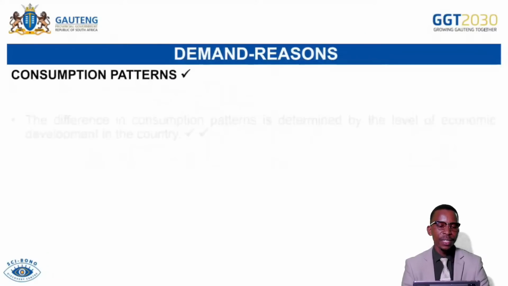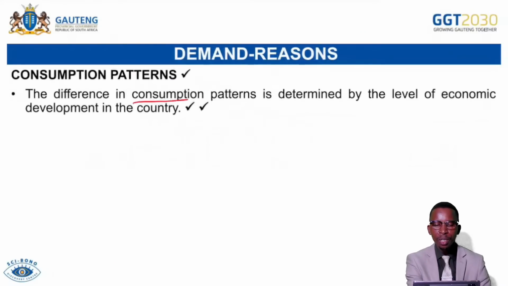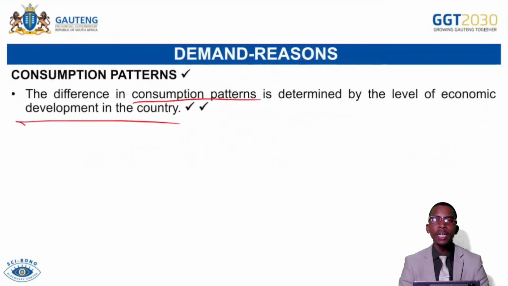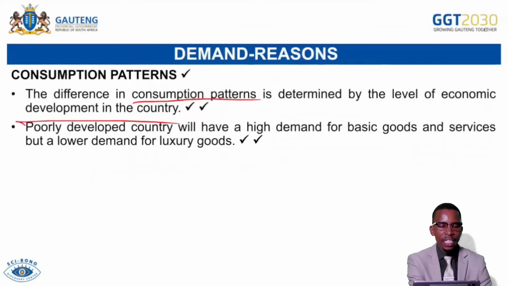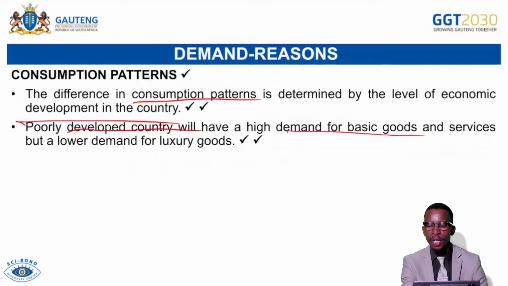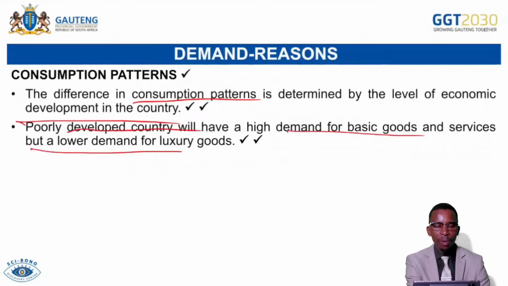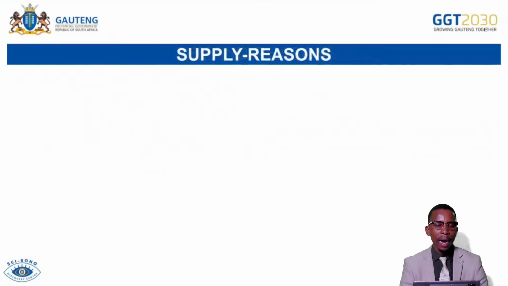And then consumption patterns. The difference in consumption patterns is determined by the level of economic development of the country. Poorly developed countries will have high demand for basic goods and services, but low demand for luxury goods, while highly developed countries will demand luxury goods, some of which are produced abroad.